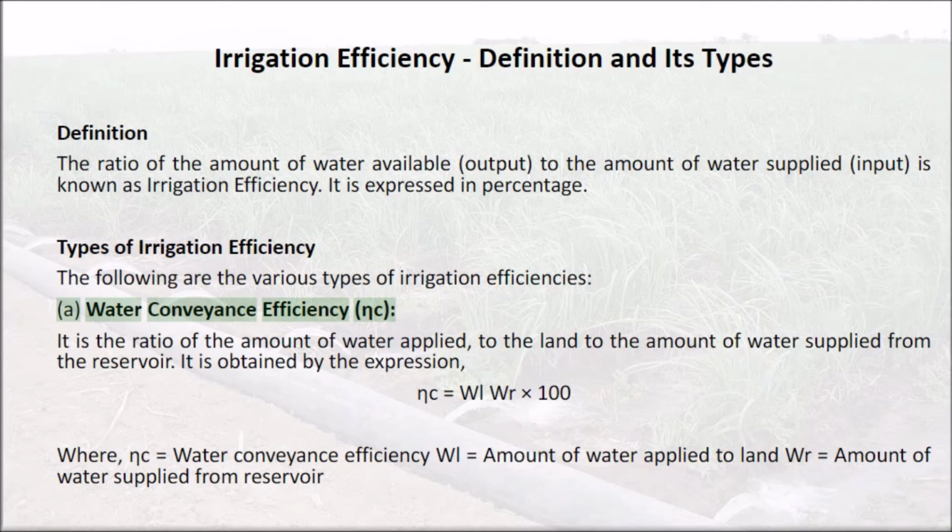A. Water conveyance efficiency, ηc. It is the ratio of the amount of water applied to the land to the amount of water supplied from the reservoir. It is obtained by the expression ηc equals WL/WR times 100, where ηc equals water conveyance efficiency, WL equals amount of water applied to land, WR equals amount of water supplied from reservoir.